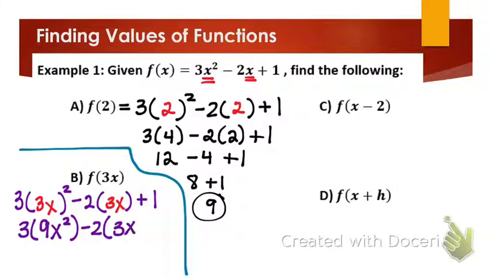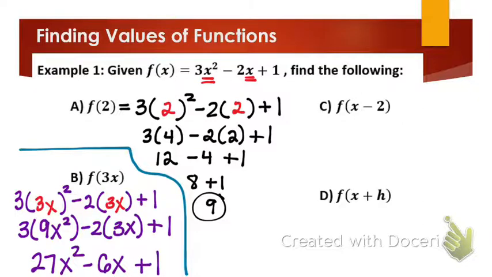And now we're going to multiply. I'm going to take the 3 times 9, and 3 times 9 would be 27x squared. Negative 2 times 3x is negative 6x. And then you have your plus 1. Are any of these like terms? You cannot do anything else. So that's your final answer.